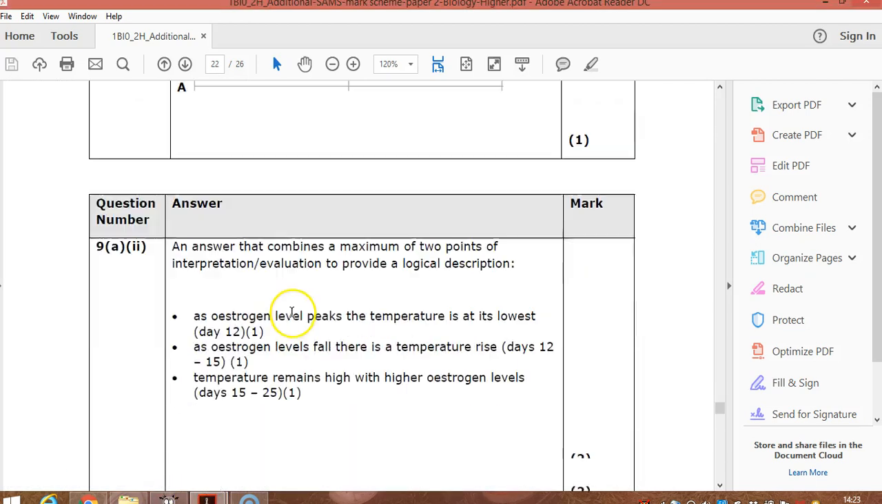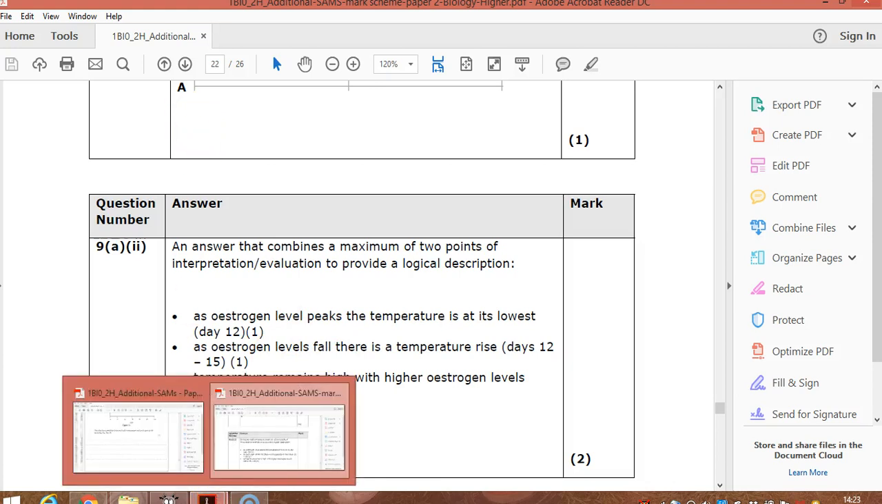Right, so when estrogen levels peak, the temperature is at its lowest. When the estrogen levels fall, there is a temperature rise. Temperature remains high with higher estrogen levels. So there you go.